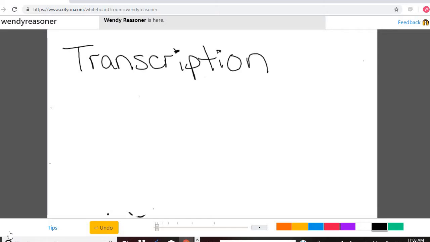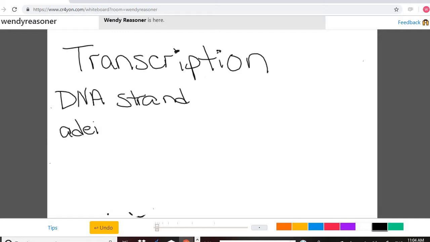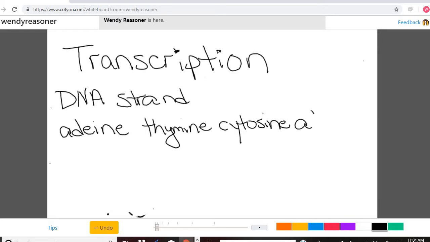Okay, so let's just run through one. If you have a DNA strand that is comprised of adenine, thymine, cytosine, and another adenine. Okay, so this is the DNA strand.